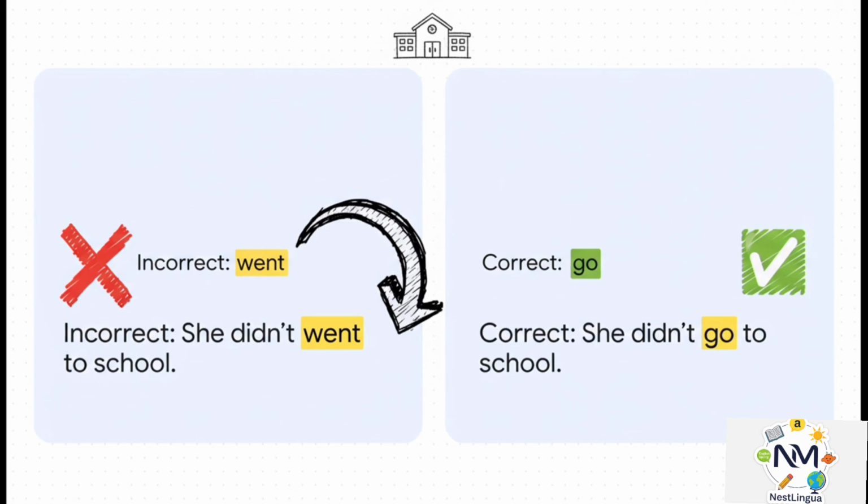Since the sentence has didn't, our golden rule kicks in. The verb has to be in its base V1 form. So it's not didn't went, it's didn't go. See how that rule just works every single time?